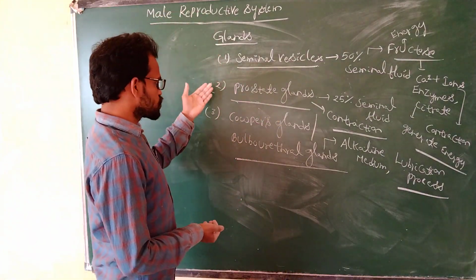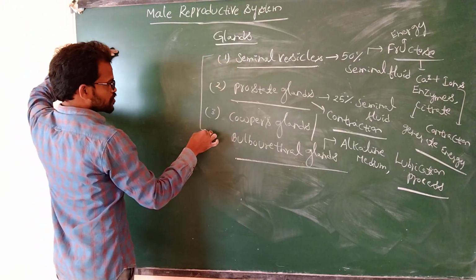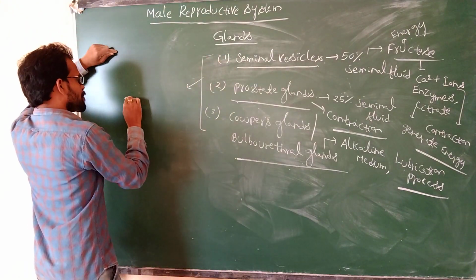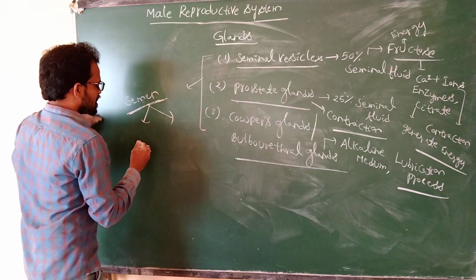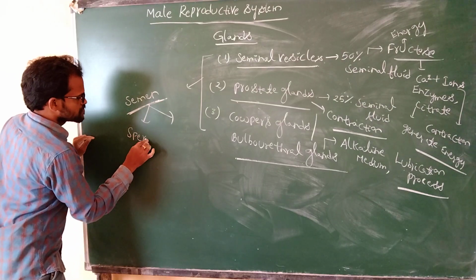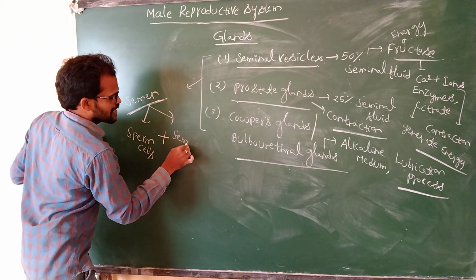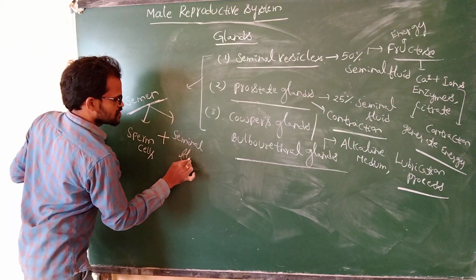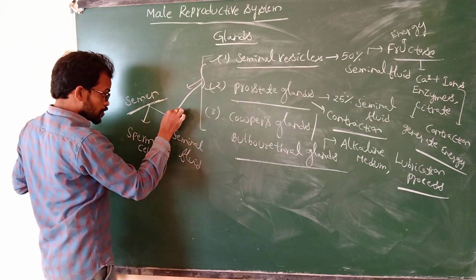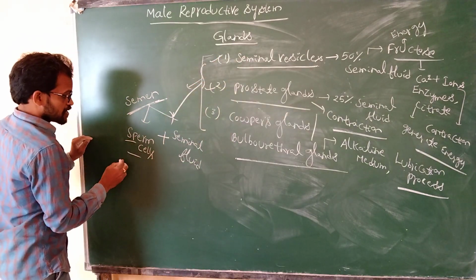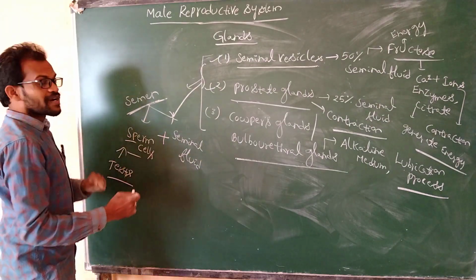The seminal vesicles, prostate gland and Cowper's gland produce seminal fluid. What is semen? Semen is nothing but sperm cells combined with seminal fluid. The seminal vesicles and prostate gland both produce seminal fluid. The sperm cells are produced by the testis. Both are combined, and it is known as semen.